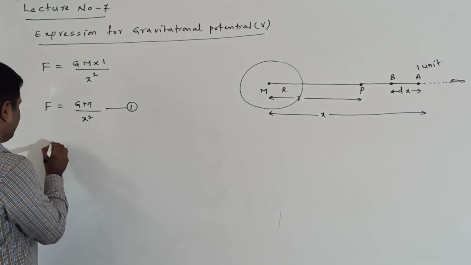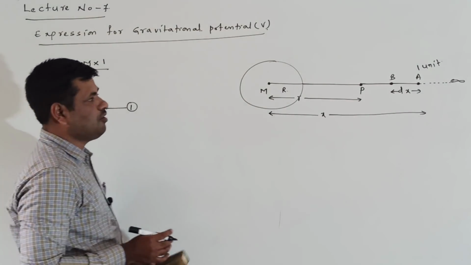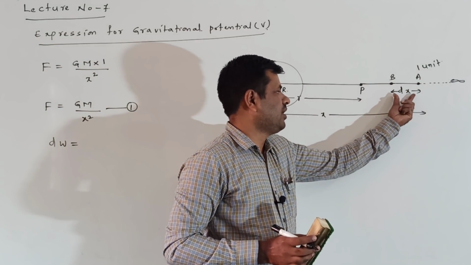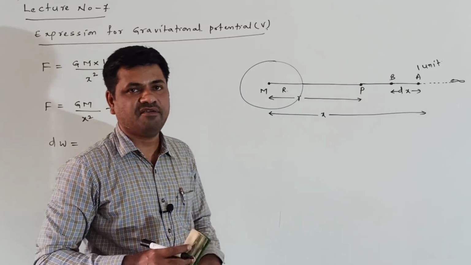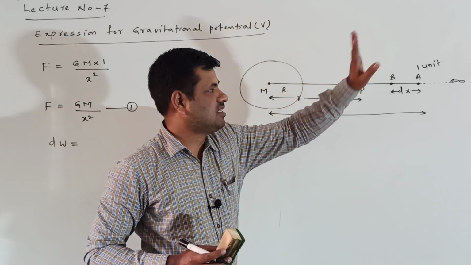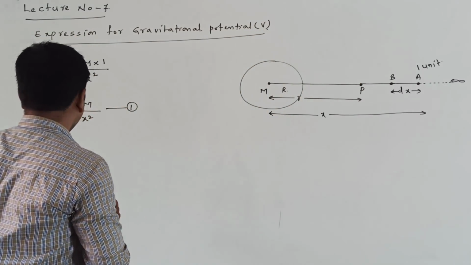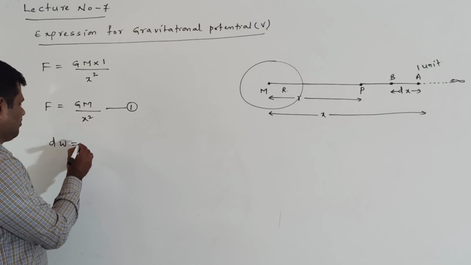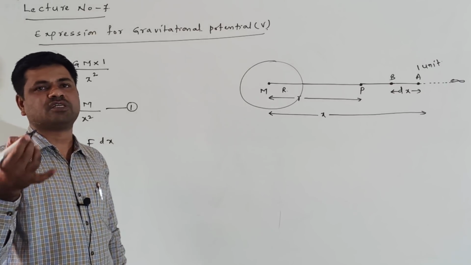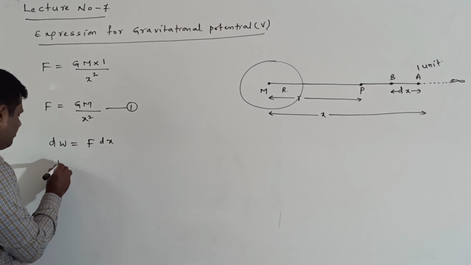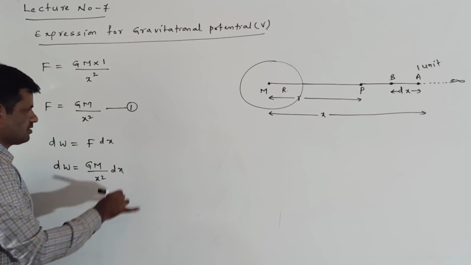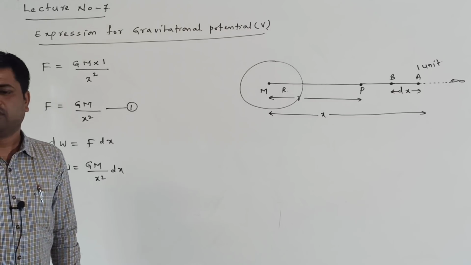Now the small work done bringing the unit mass from A to B. A to B means it moves through a distance dx in the gravitational field. Up to the A point the gravitational field is there surrounding the earth; after that there is no gravitational field. So we are moving through a small distance dx. The small work done can be written as F into dx, since work done is force into displacement. So small work done dW is equal to GM by x square into dx.